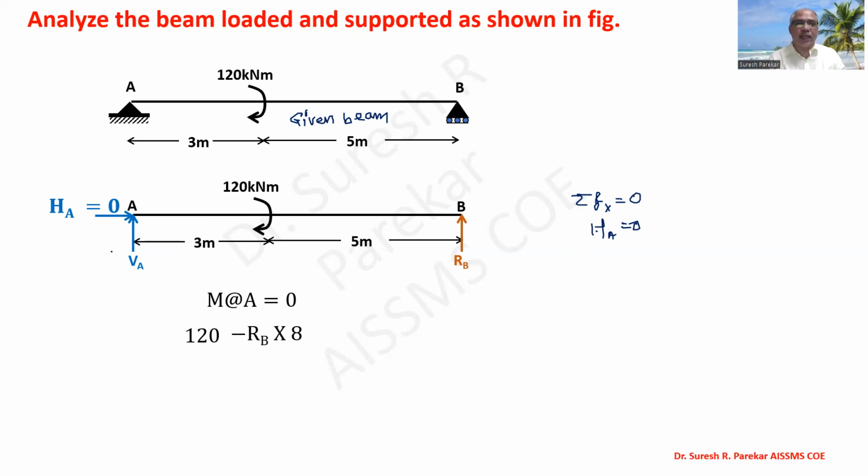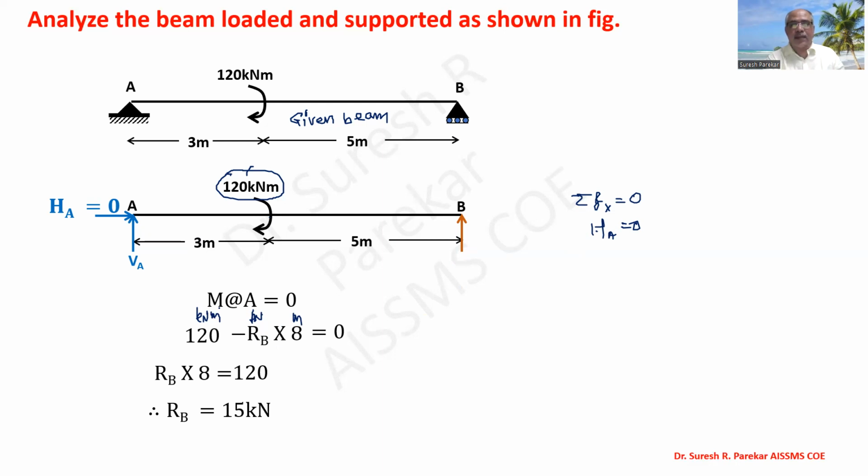We have to keep in mind that as it is a couple, its unit is kilonewton meter, so we need not multiply it by distance. We need not write 120 into 3. No, we write only 120, because RB is in kilonewtons, and therefore we multiply it by distance. So this is kilonewton and this is meter, giving kilonewton meter. The couple is already in kilonewton meter, so do not multiply by distance, and that is equal to 0. So RB into 8 is 120, and RB is 15 kilonewton.